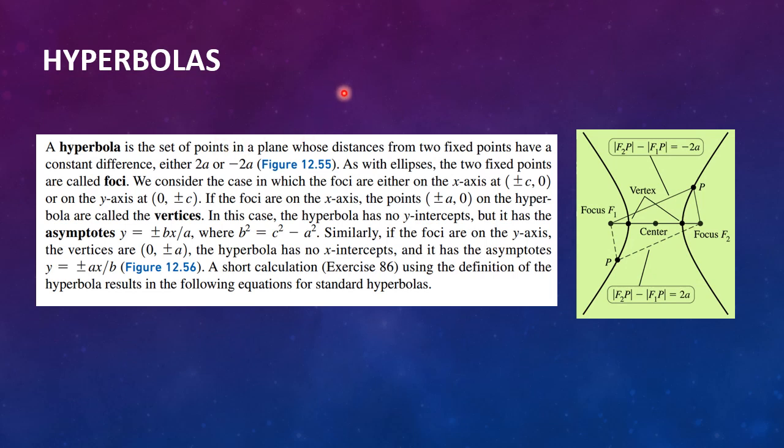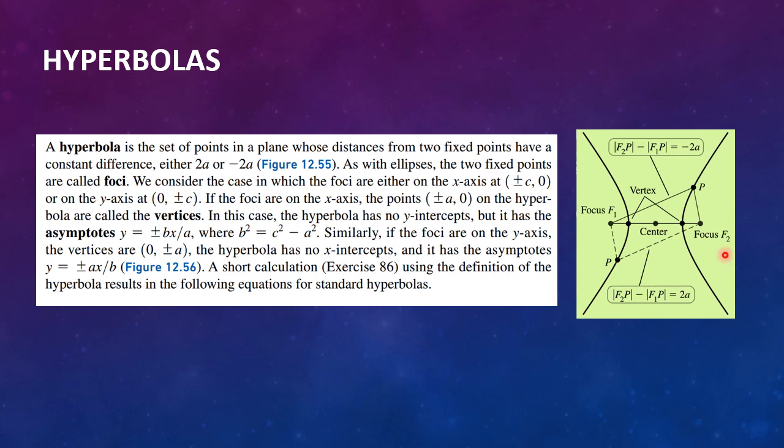A hyperbola is the set of points in a plane whose distances from 2 fixed points have a constant difference, this time either 2a or negative 2a, and you can see those here. F1P, this distance, minus this distance equals 2a. As with the ellipses, the 2 fixed points are called the foci. That's F1 and F2 that you see here.